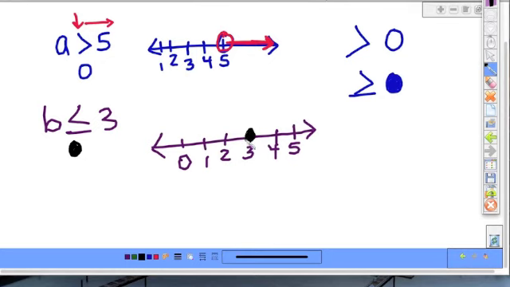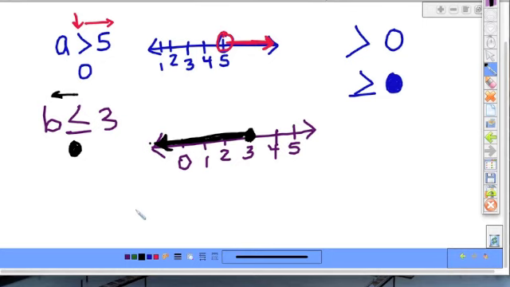Now, what direction is my line going to go in? Well, look at the arrow. The arrow is telling me it's going to go in that direction. So, I color in this direction and put an arrow at the end. Because this needs to read that b is less than or equal to 3. So, it's either going to be 3 or something less than. That's how you read that.